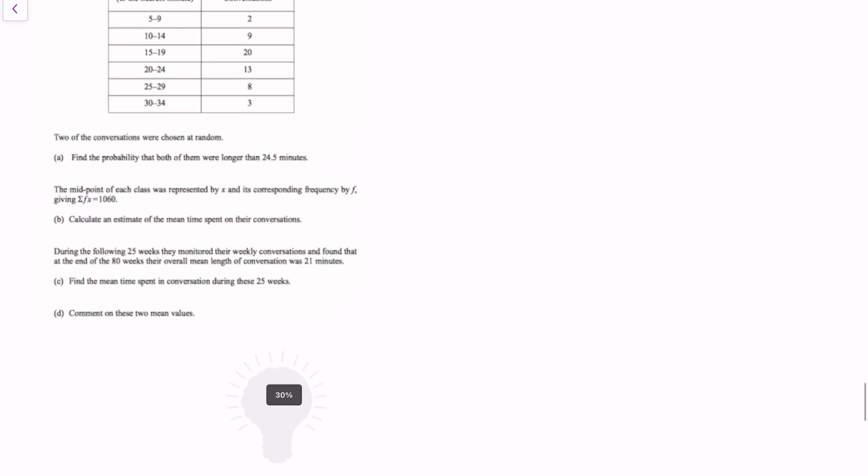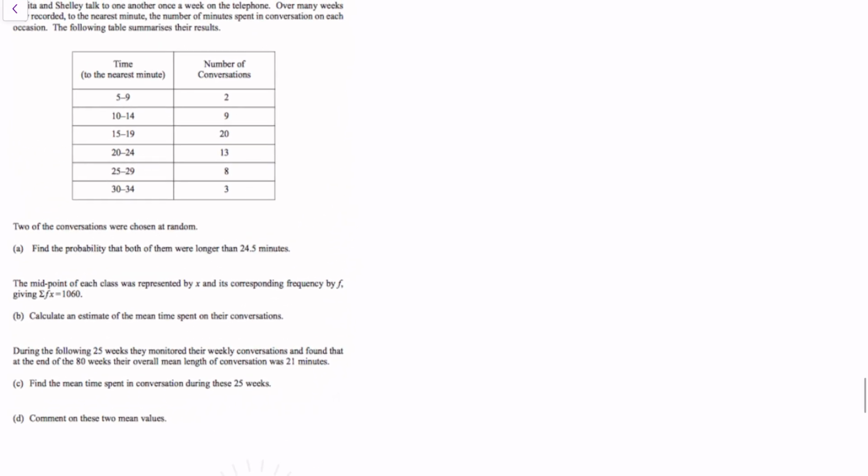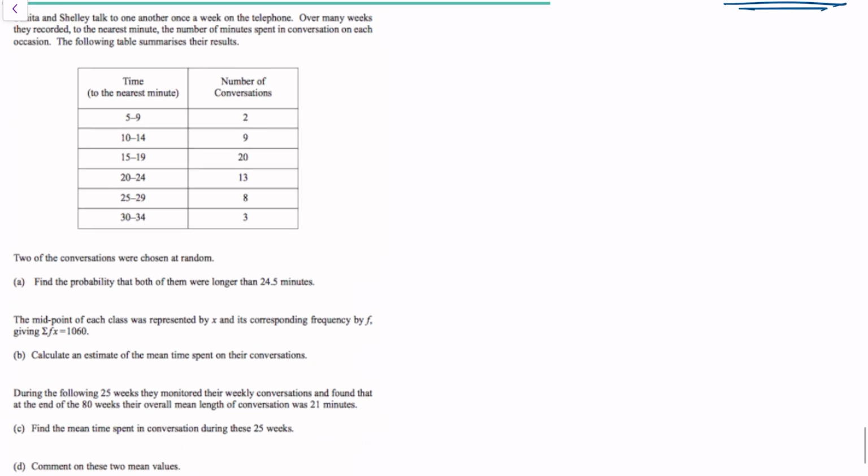Okay, last question I'm going to go through. So Sunita and Shirley talked to one another once a week on the telephone. Over many weeks, they recorded to the nearest minute the number of minutes spent in conversation on each occasion. The following table summarizes their results. 2 of the conversations were chosen at random. Find the probability that both of them were longer than 24.5.